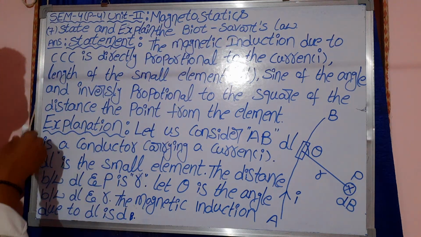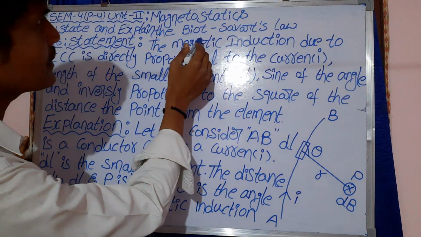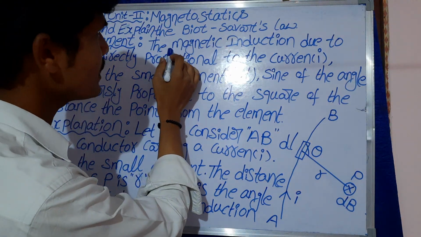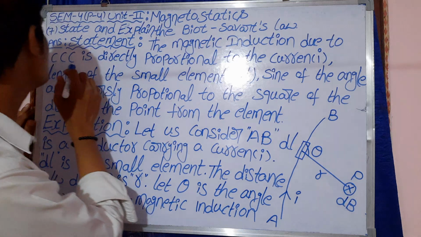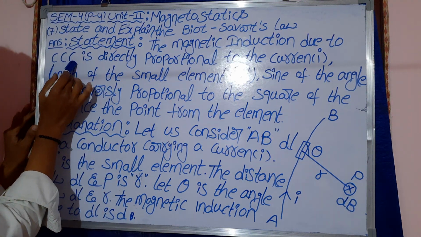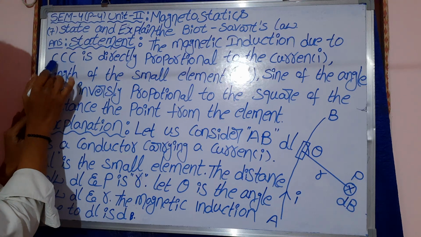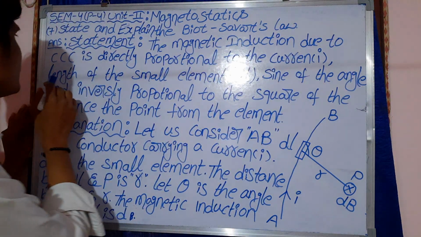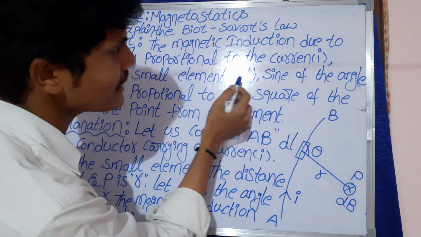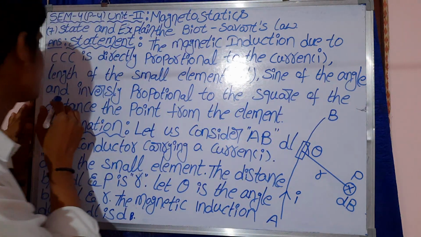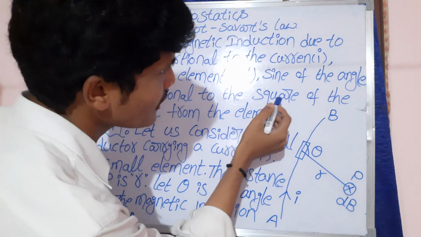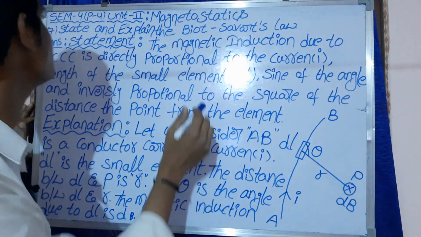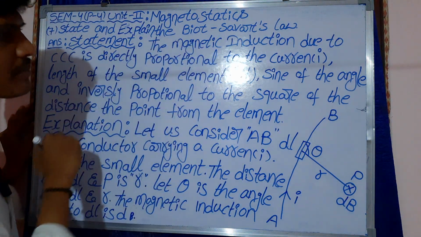Magnetostatics. So first of all, state and explain the Biot-Savart law. Statement: the magnetic induction due to a current carrying conductor, CCC meaning current carrying conductor, is directly proportional to the current, the length of the small element dl, and the sine of the angle, and inversely proportional to the square of the distance of the point from the element. This is called the Biot-Savart law statement.